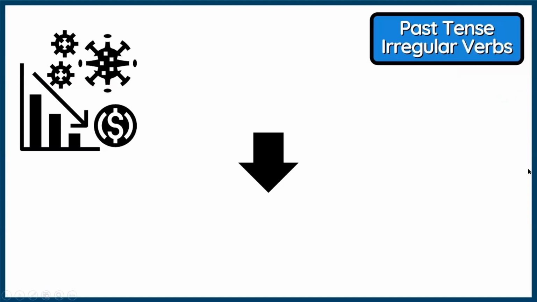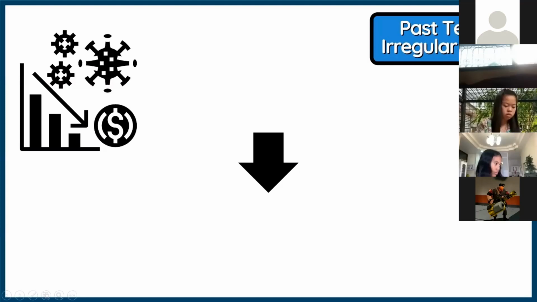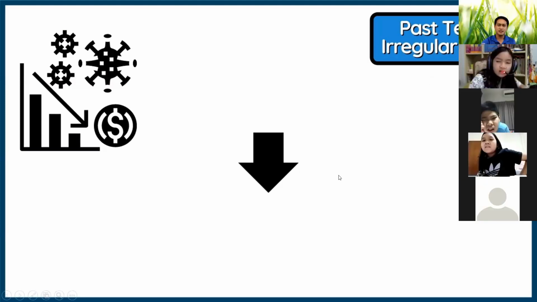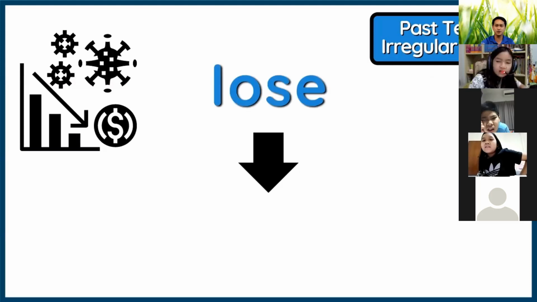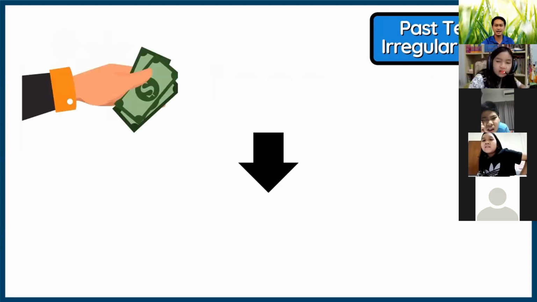This verb is lose. Can you spell the verb lose? L-O-S-E. Okay. What is the past tense for the verb lose? Lost. Okay, spell. L-O-S-T. Okay, very good. Next.